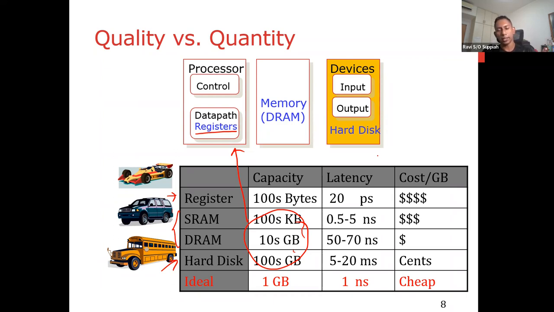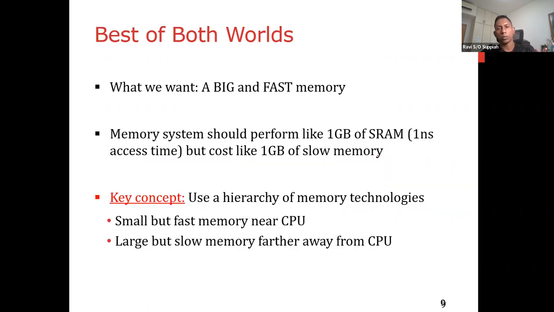So generally, we need a lot of memory, but the components that have a lot of memory, like the hard disk and DRAM and so on, are either too slow or too expensive. So we always have to deal with this issue. Generally what we want is memory that is big and at the same time fast. We want a lot of memory, but we also want it to be fast. So how do we go about this?